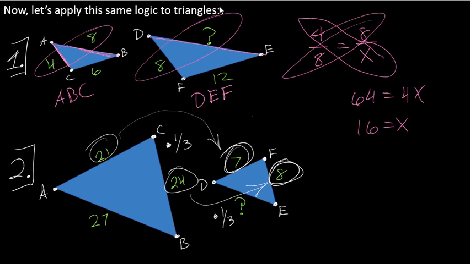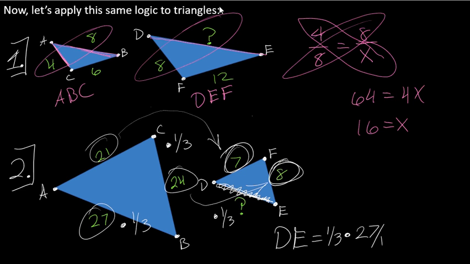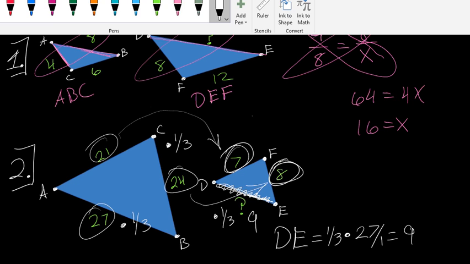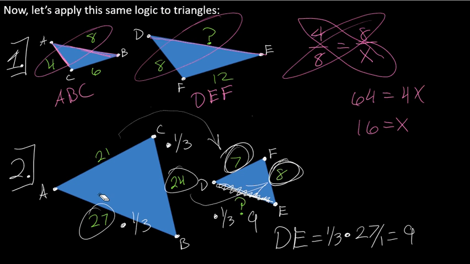So that means this missing side here, DE, if we dilate the 27 by 1/3, we're going to get this missing side DE. And we know that DE is therefore going to be equal to 1/3 times 27, which is 27 over 3, which is 9. So that's our common sense way of doing this. So what if we set it up as a proportion? We should come to the same conclusion of 9, right?